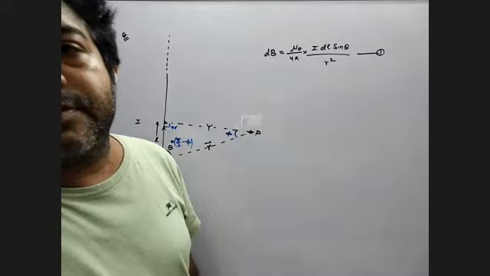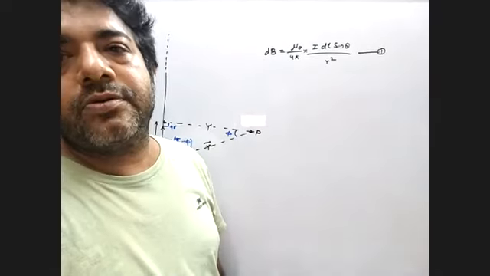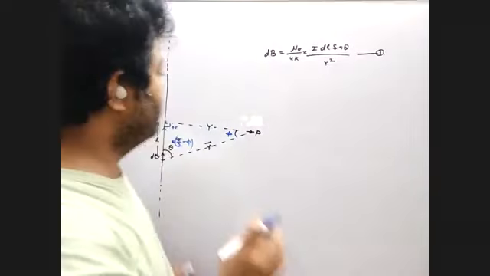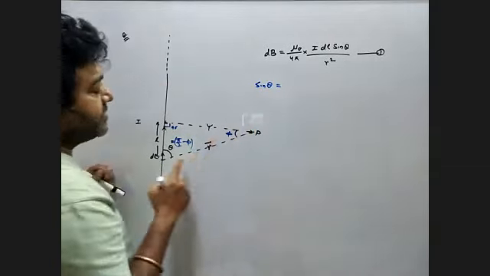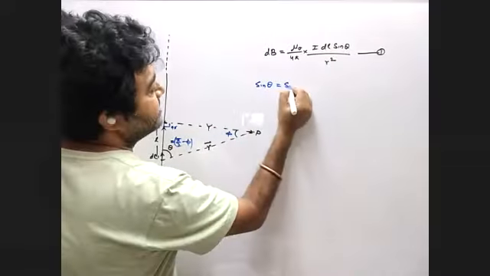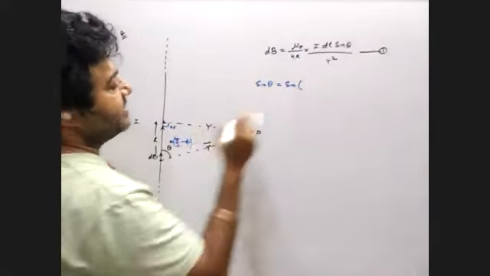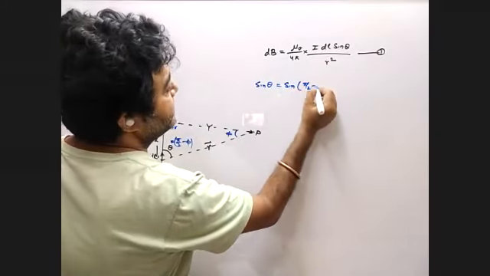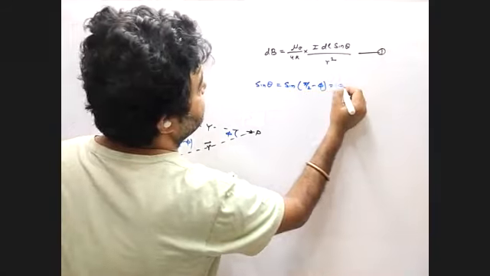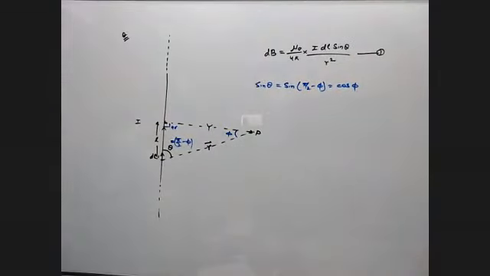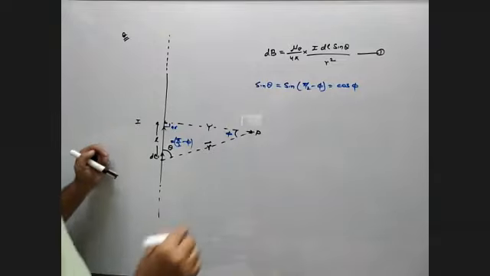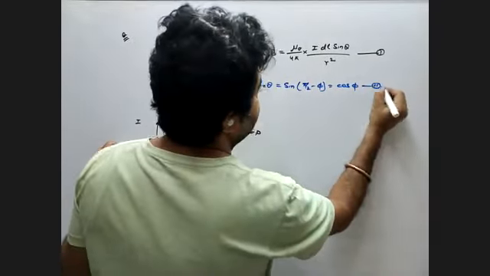Yes, sir. So first of all, see my sine theta, I can write sine theta is sine of 90 minus phi. So sine of 90 minus phi, that is cos phi. Can we write this? Yes, sir. Now let it be equation number 2.